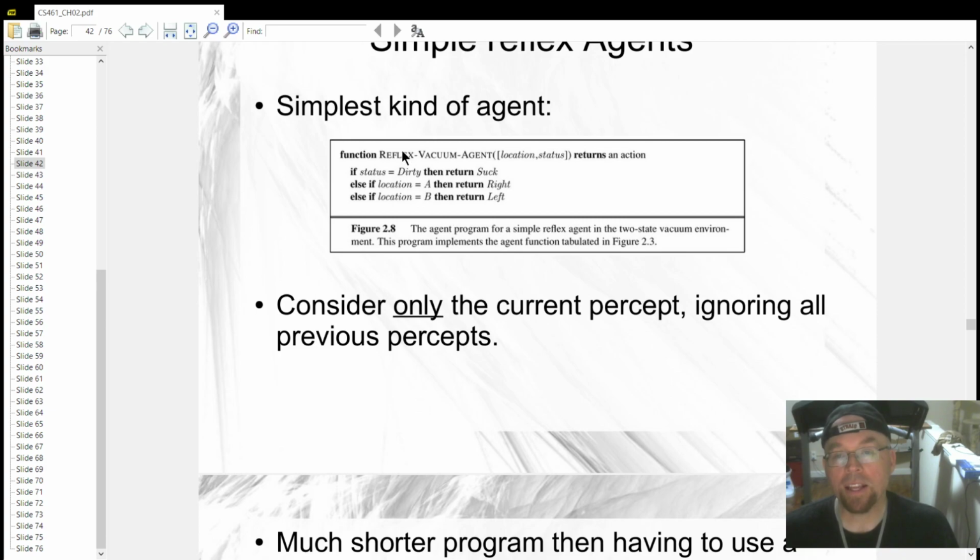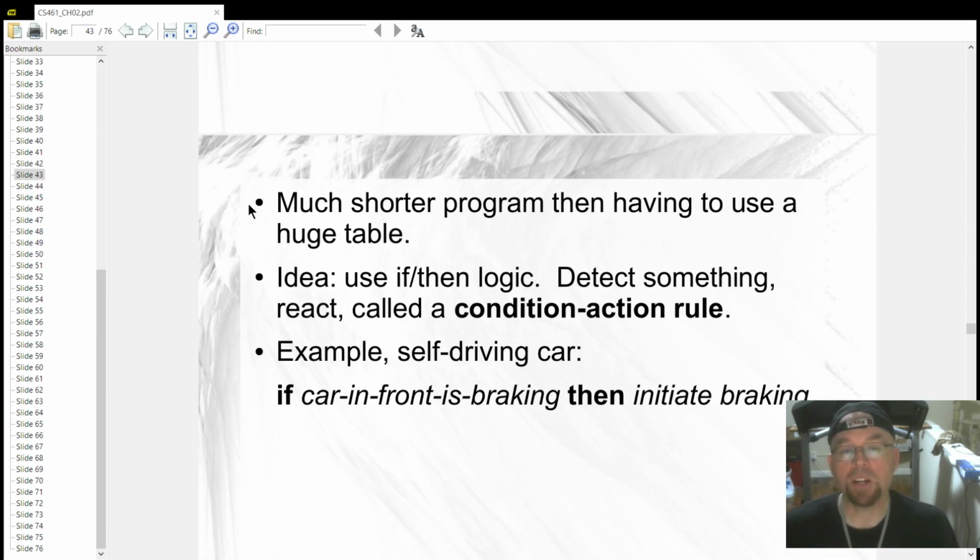So what's the benefit of that? Much shorter agent program. You don't have to use this huge table. You're just using if-then logic. Whatever language you're implementing it in, as long as it's got if-then logic, cool. Try to detect something about the environment, and then based on what you detected, choose a reaction. This is known as a condition action rule.